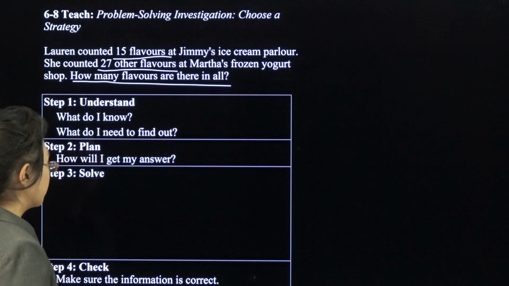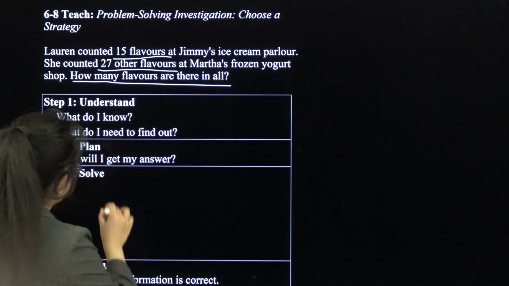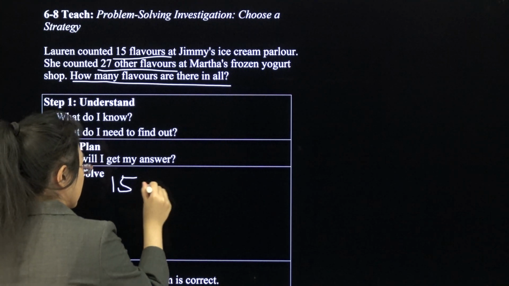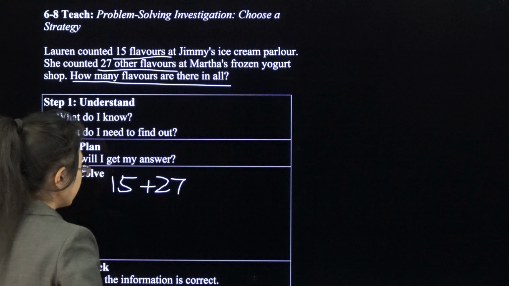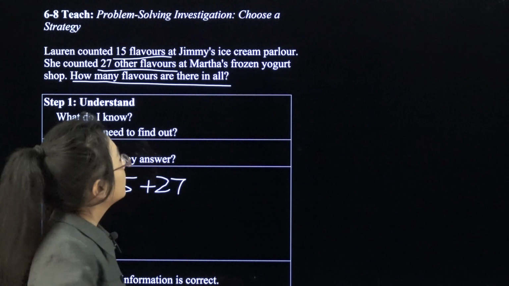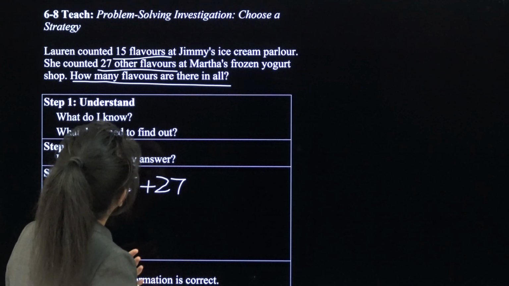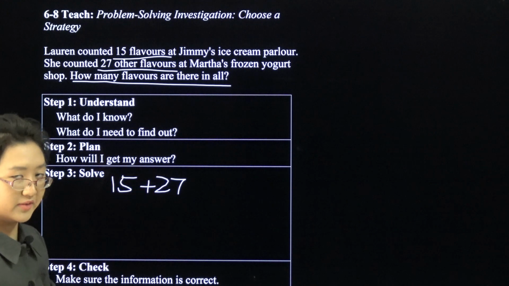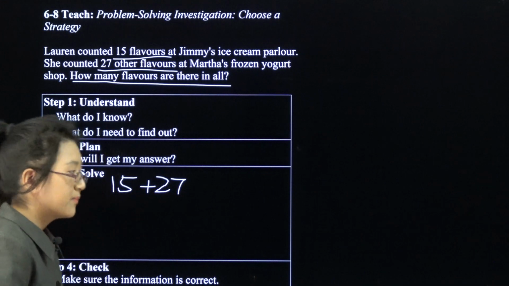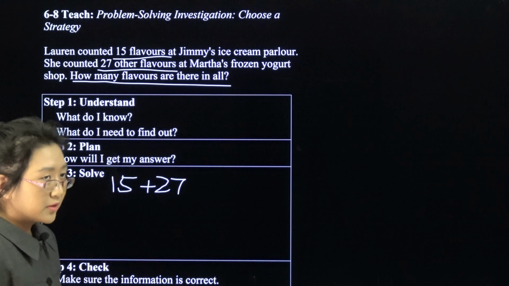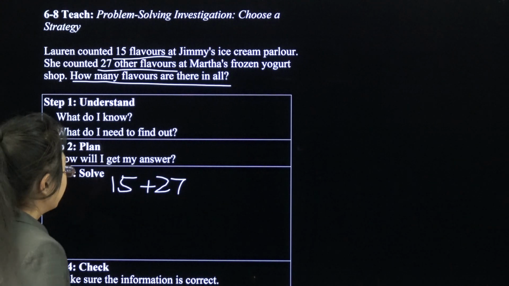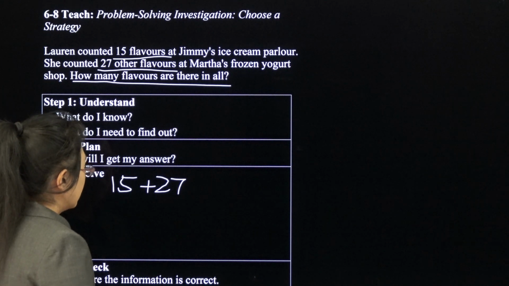So how will I get my answer? Let's write a number sentence. 15 and 27. So it says in all, which means that it's addition. If it says how many more are there at Martha's than at Jimmy's, well, it says 27 other flavors, which means that there's 27 more. That's a logical reasoning problem. But some words will tell you whether or not to add or subtract or do something else. Now, what's 27 plus 15?